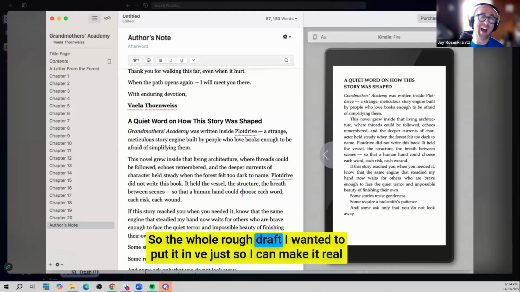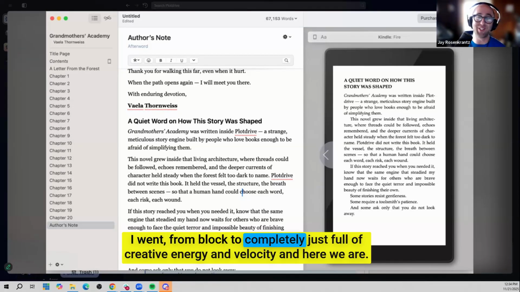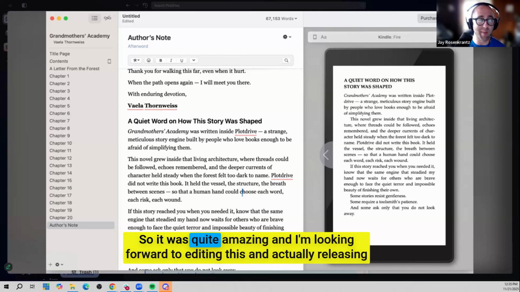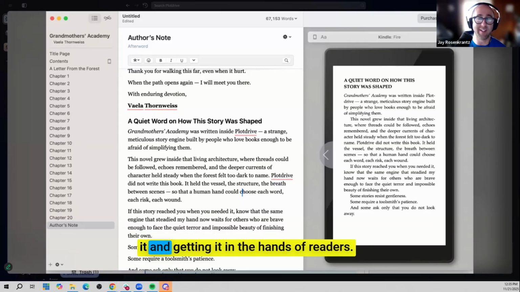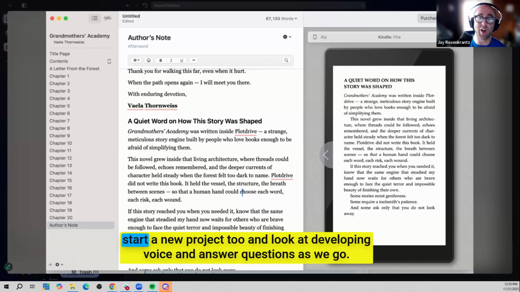So for the whole rough draft, I wanted to put it in Vellum just so I could make it real and give it a cover, but it needs editing. I'm definitely going to edit it, but I actually think it's good. I went from block to being full of creative energy and velocity, and here we are. It was quite amazing, and I'm looking forward to editing this and actually releasing it and getting it in the hands of readers. I'll show off how I developed the voice for this first, and then we can maybe start a new project and look at developing voice and answer questions as we go.